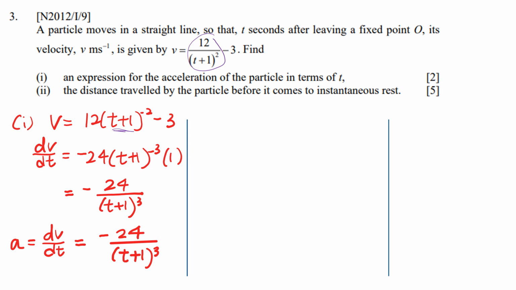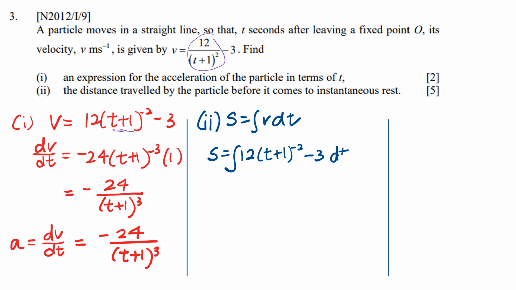For part 2, we are asked to find the distance traveled by the particle before it comes to instantaneous rest. So what does instantaneous rest mean? When it says the particle comes to instantaneous rest, it means velocity equals 0. Again, we need to find the expression for the distance. To find the distance, you need to integrate with respect to time. Which means you need to integrate 12(t + 1)^(-2) minus 3.